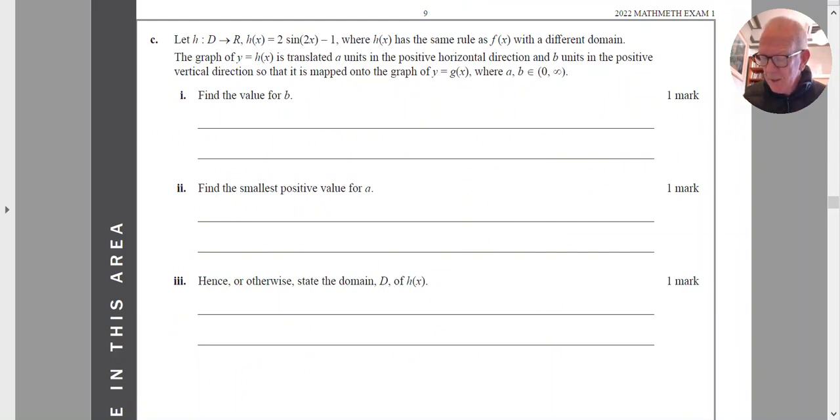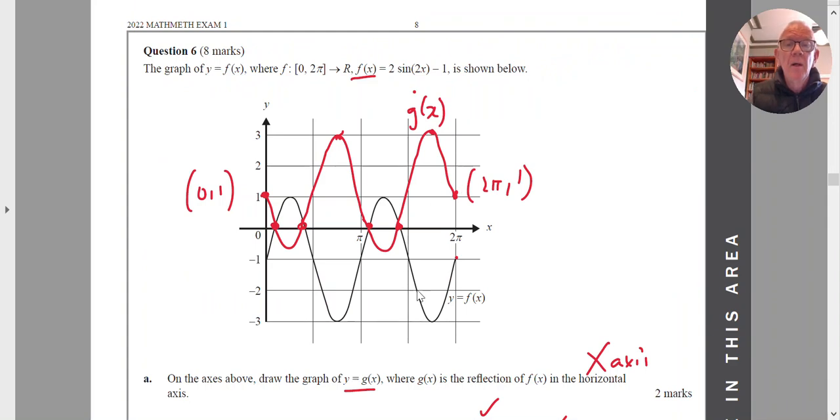Okay, part C is a transformation question. We've got this situation where we've got h. H is now a new function, but it has the same rule as f of x, but it has a different domain. Its domain is D. So D is its new domain. It's got the same rule. And h of x has been translated A units horizontally and B units vertically, so it has the same rule as g. So this is one of those situations where we're moving from this rule to this rule.